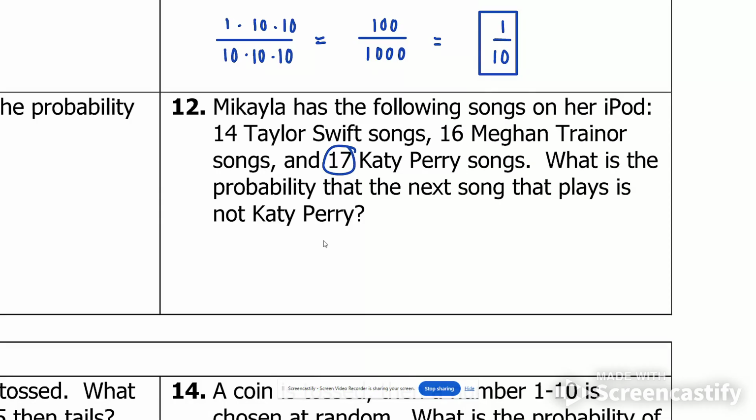So I say, hey, how many are Katy Perry? Well, that's 17 out of a total, and you just add them up. 14 plus 16 is 30, plus 17 is 47. So it's 17 out of 47 are Katy Perry songs. So what's the probability that it's not Katy Perry? Well, it's 1 minus 17 over 47. It's the complement, which is 30 over 47. And since 47 is a prime number, it will not reduce. So there it is, 30 over 47.